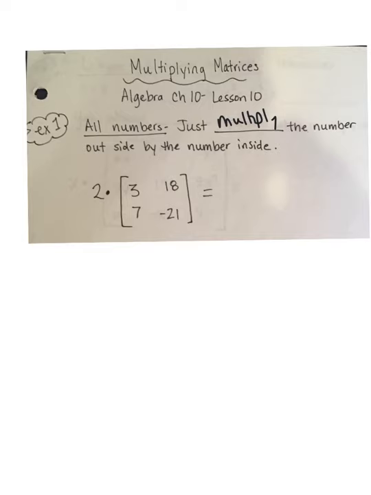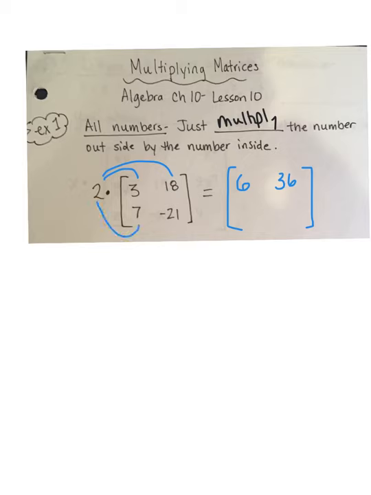Okay, so just like last time, your answer is in matrix form, so you have to have the brackets around it. A lot of you guys turned in homework with no brackets last time. You gotta have brackets on it for a matrix. Okay, so now we do 2, the outside number, by the inside. 2 times 3, and you put it in that same position, 6. Then you're going to do 2 times 18, which is 36.